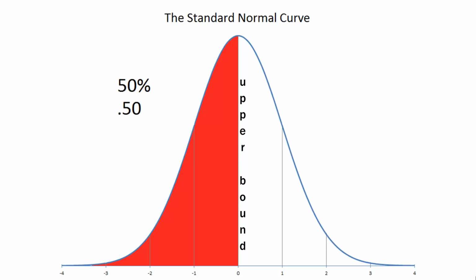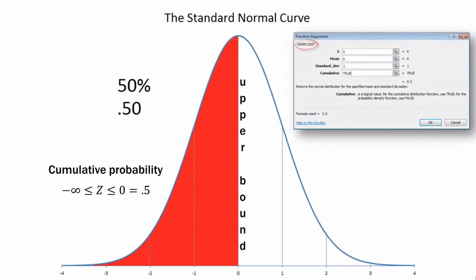Now we call this here on the right the upper bound of the cumulative distribution. So this represents the area all the way from negative infinity up to a z-score, a z of 0, which is our mean. So we could write it something like this: negative infinity less than or equal to z, which is less than or equal to 0, is 0.5. That's just an interval in our normal curve.